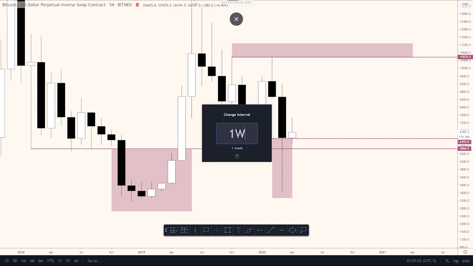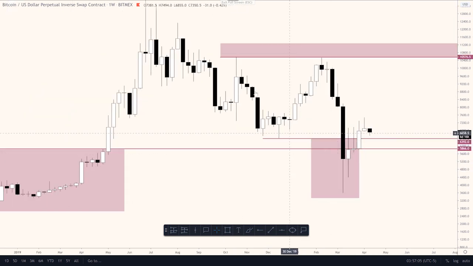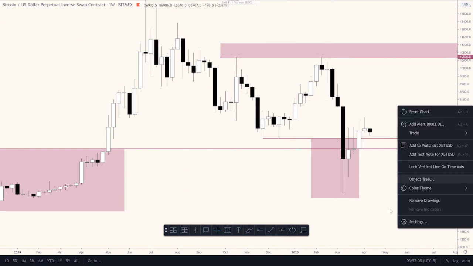Let's go ahead and zoom into the weekly now, and look at the weekly. Look how clean that is. We're gonna restart.